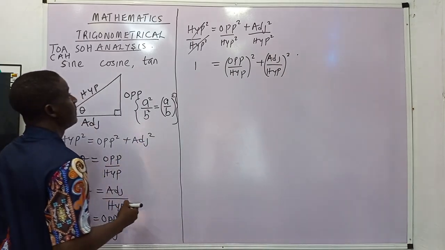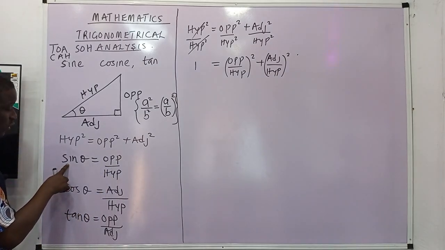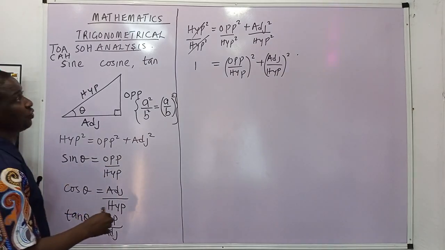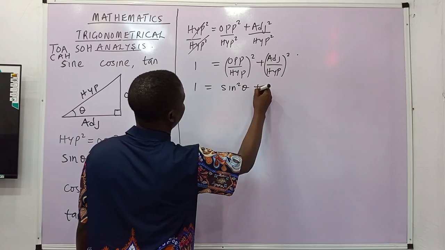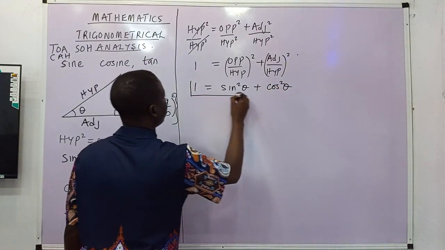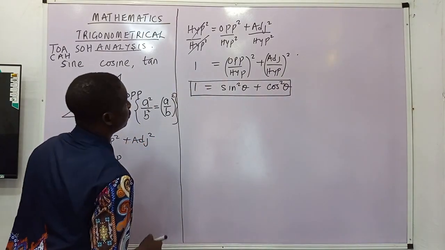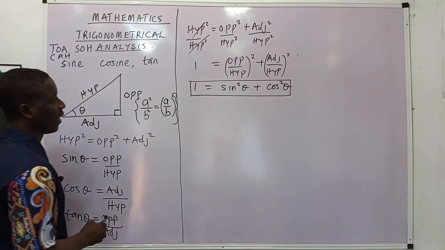So now, what we're going to do is to substitute. Don't forget we say sine is equal to opposite over hypotenuse. So we put it there. We now have 1 equal to sine square theta plus cos square theta. So this is the first thing you should know about trig: that sine square theta plus cos square theta is equal to 1.